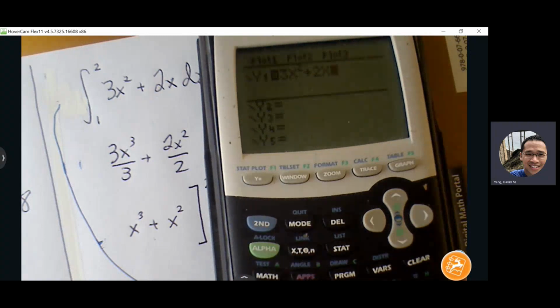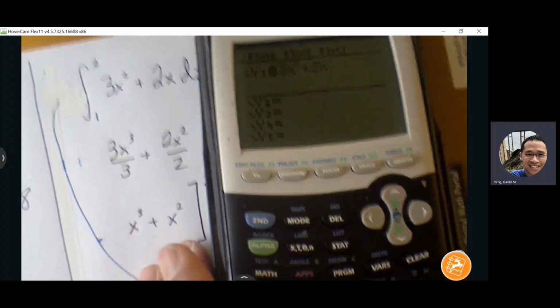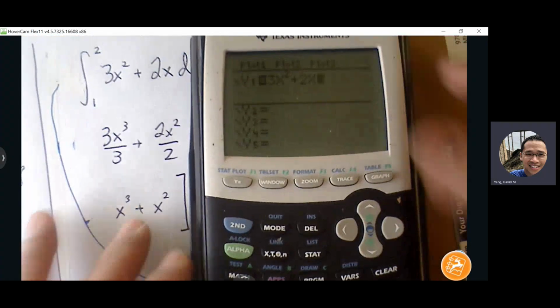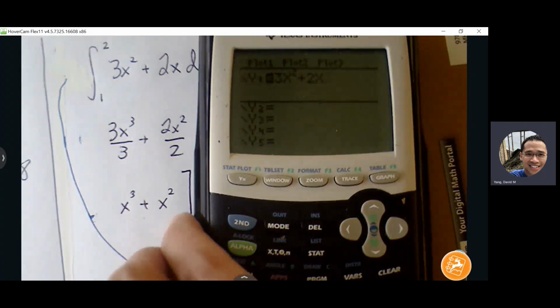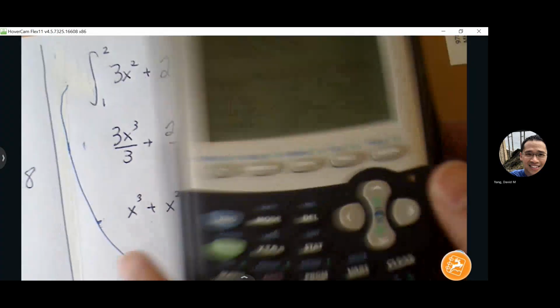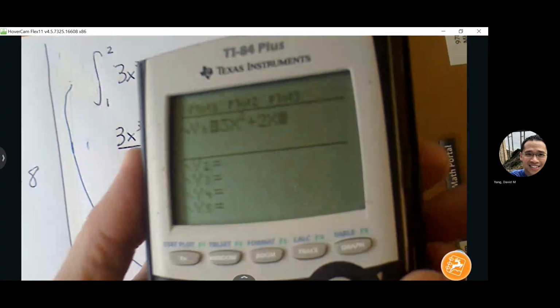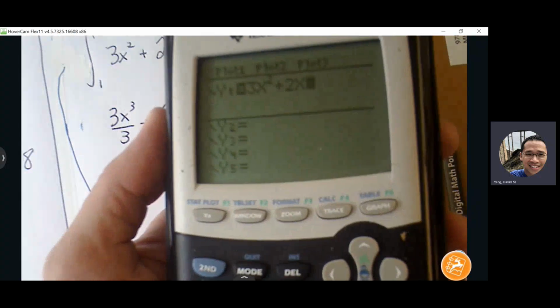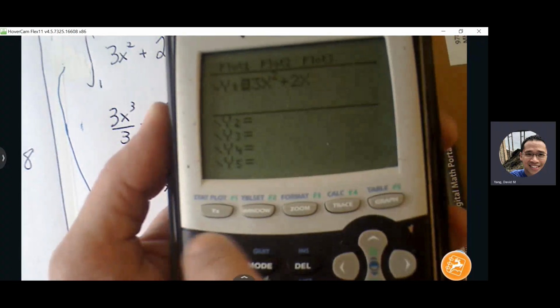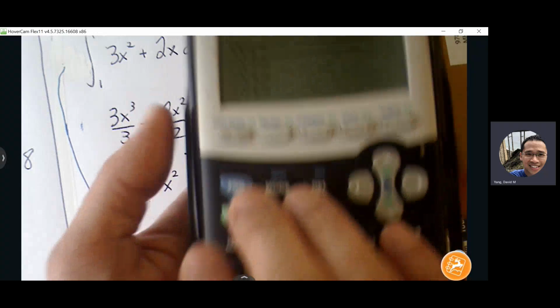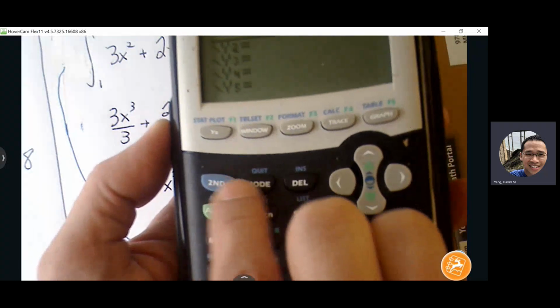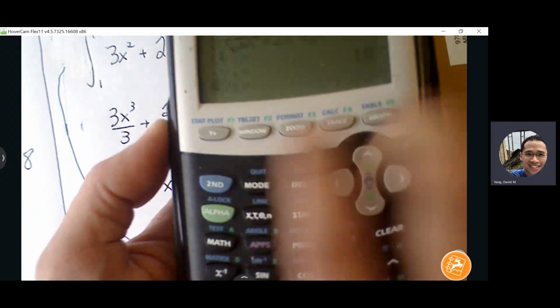You can also do this on the 36 Pro, but it doesn't feel as useful because it can't hold more than one function. Okay. So once you have that entered in under y1, which is at the top of the screen, then go back to your home screen. Like go back if you do second mode, it'll take you back to your home screen.